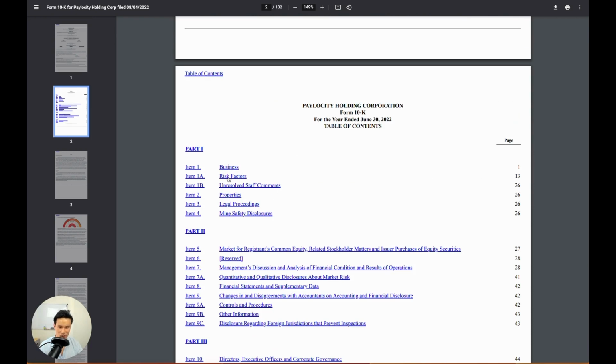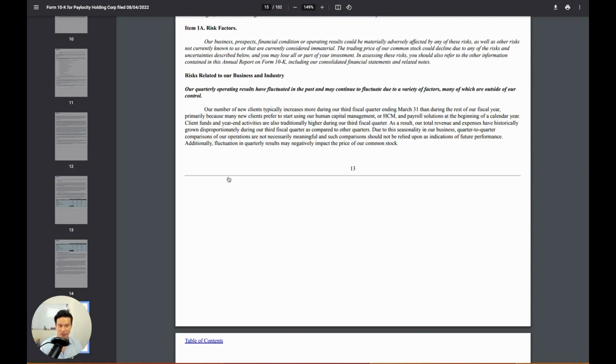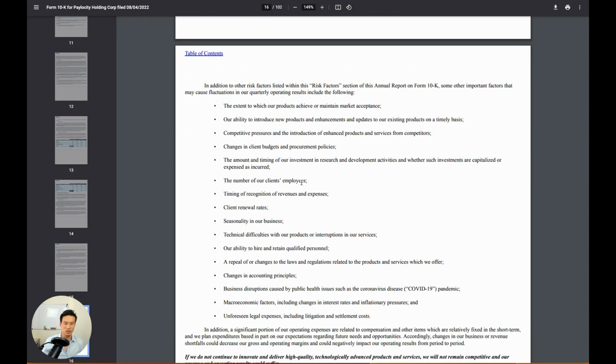Now, the second thing is risk factors. This tells you all the different things that management can think of that could be a risk for the business and for the value of the stock. The point of this is you get the full spectrum of risks. What I like to focus on are risks that happen outside the business that could impact the performance.